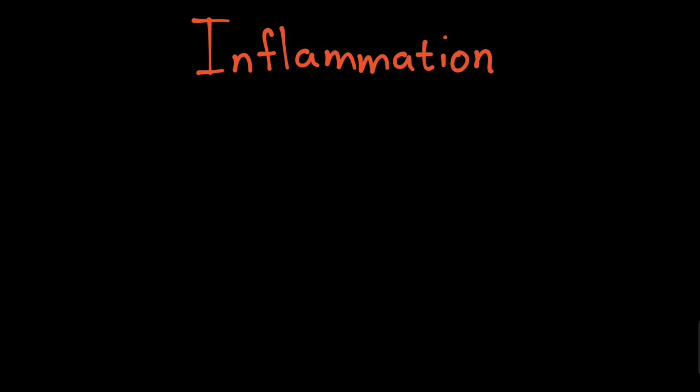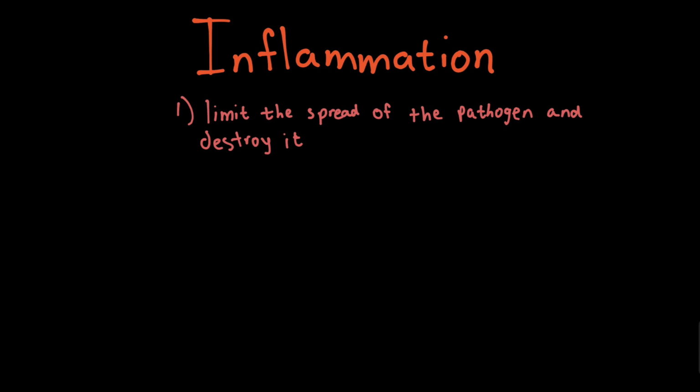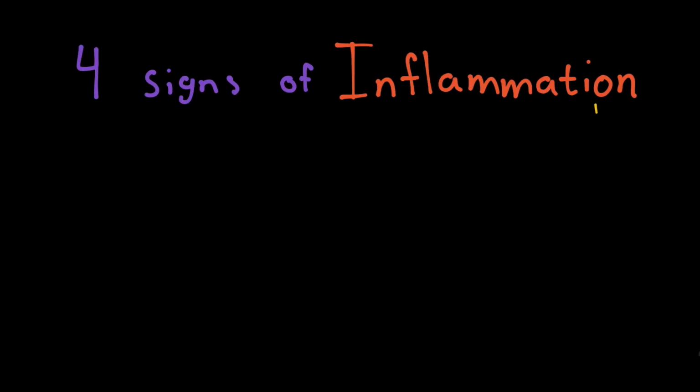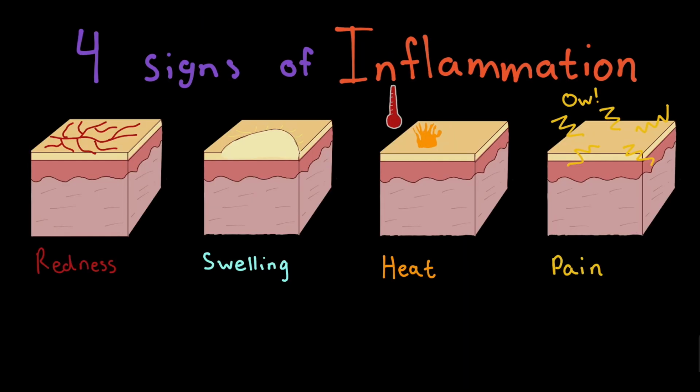Inflammation is a local defensive response in an injured tissue to 1. Limit the spread of the pathogen and destroy it, 2. Remove debris of the tissue, and 3. Repair the damaged tissue. There will be 4 signs of inflammation. There will be redness, swelling, heat, and pain, usually associated with the tissues of the skin, which is known as cutaneous inflammation. There will also be a loss of function.